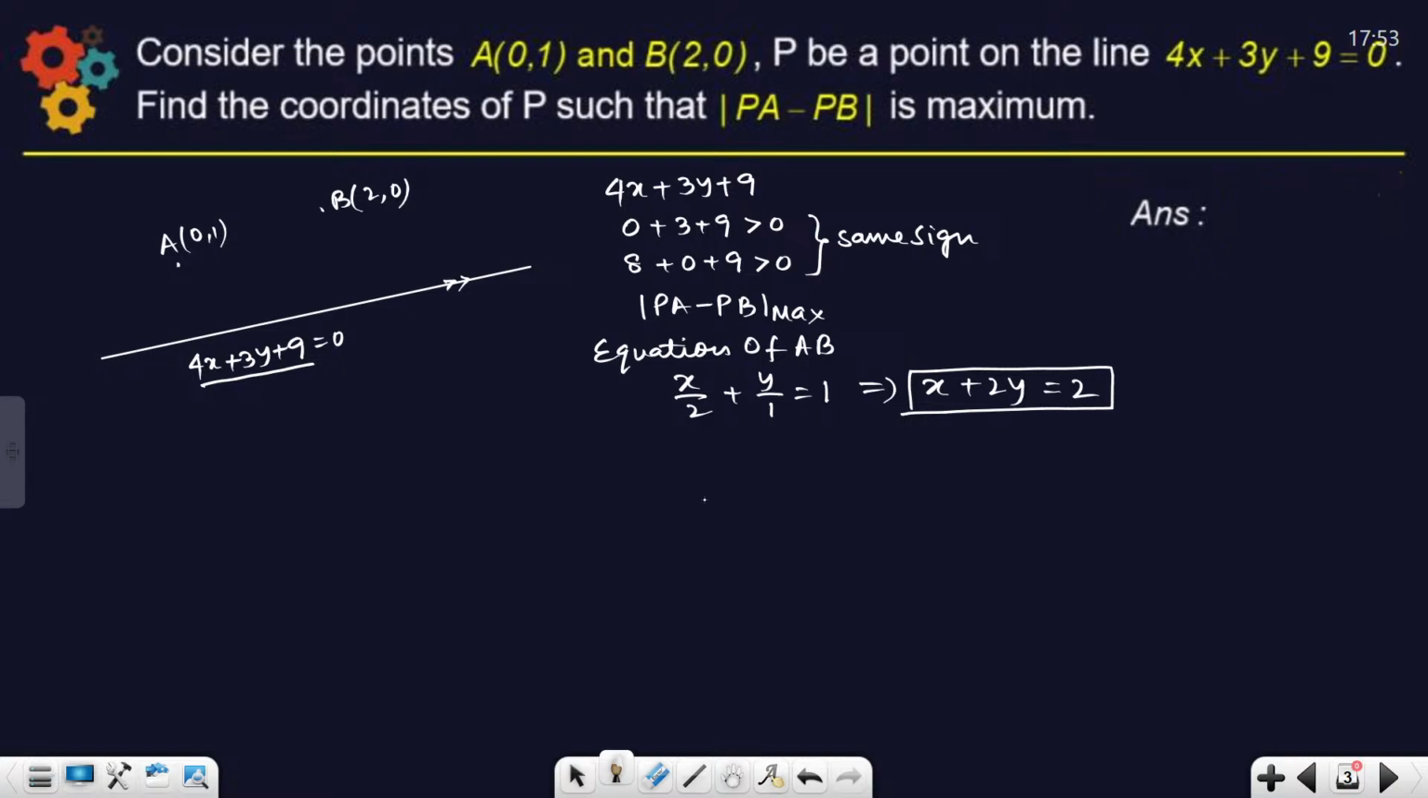And what was the method? After getting this line, you have to solve this line and the given line to get their point of intersection. And that will be our required point P. So if we solve this equation and this equation, we are going to get our required point P. Okay, so let us solve this equation.